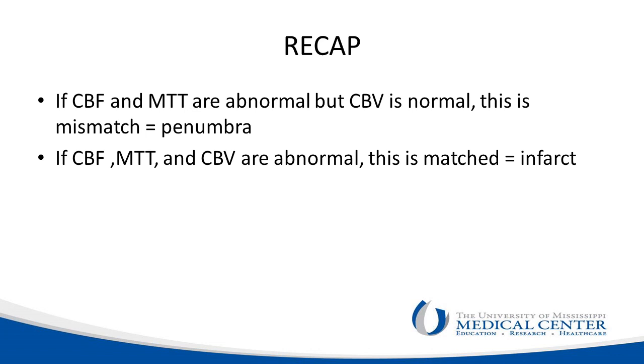Recap. If the cerebral blood flow and mean transit time are abnormal, but the cerebral blood volume is normal, this is a mismatched area, and that is penumbra. If all three are abnormal, then this is a matched area, and that is infarct.